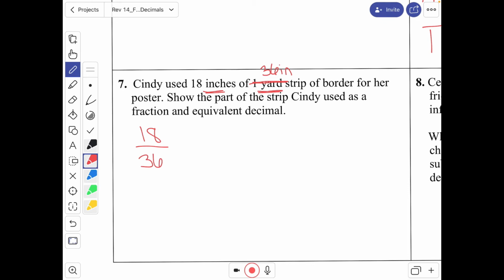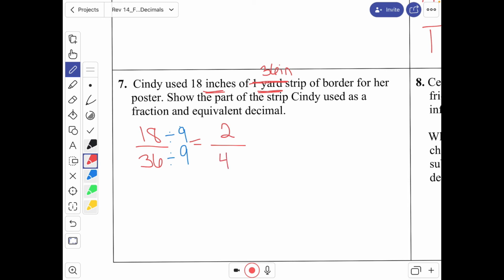We need to simplify that. What can we divide both of those by? 2 would work because they're even. 3 would work. 6 would even work. And then I think 9 is the biggest. 18 divided by 9 is 2. And 36 divided by 9 is 4.